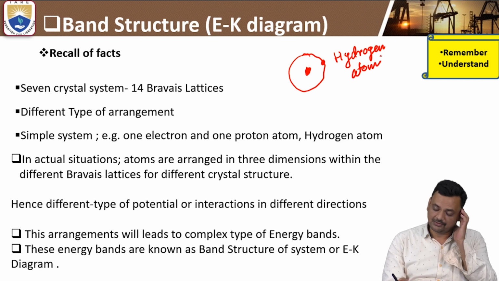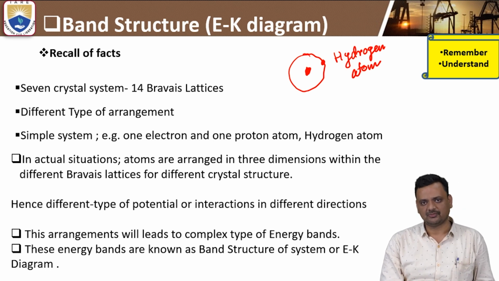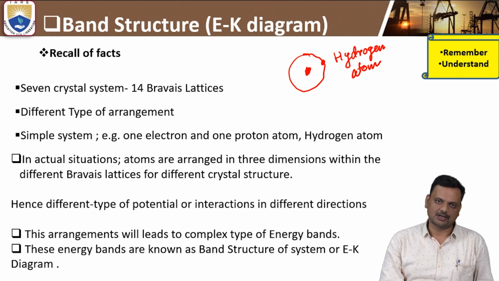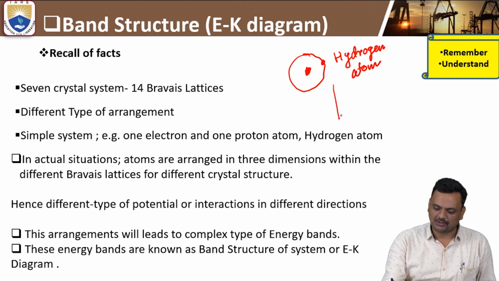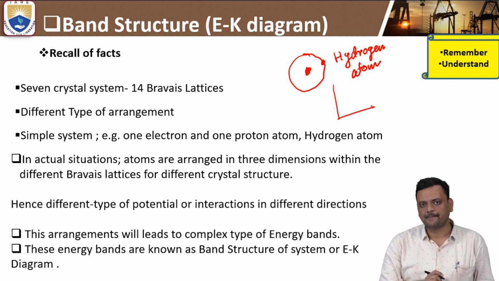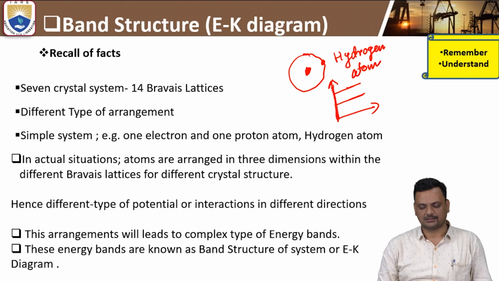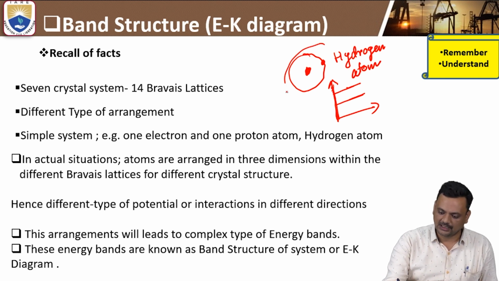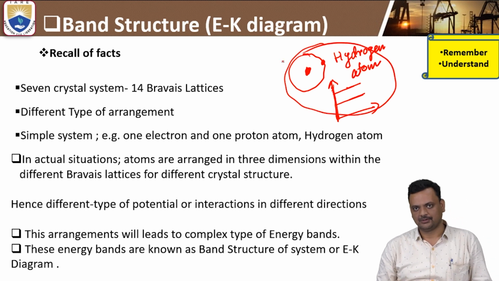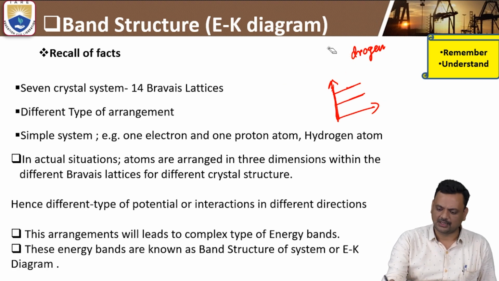For such a non-interacting system where there is only one proton and one electron, what you will get after solving the Schrodinger equation is sharp energy levels for a single non-interacting atom. But this is not the actual case.